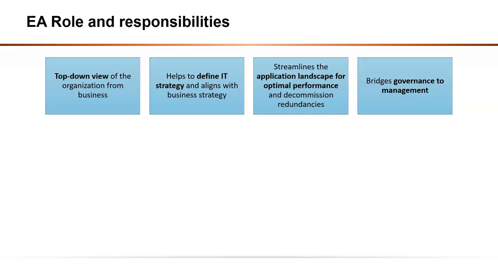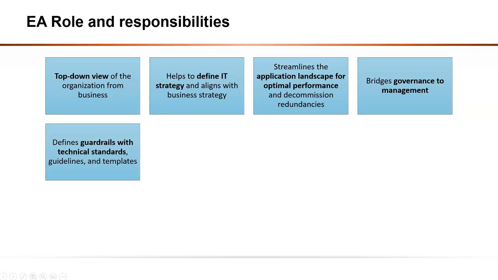And the enterprise architect is the one who has technical knowledge and also business acumen, and they can bridge this gap of governance to management. And they can define, as part of the governance team, guardrails with the technical standards, guidelines and templates. And they consider security essential in all solutions because, as enterprise architects, they have this top view and breadth of technology knowledge. They understand the essence of security. So they pose the question: how are we taking care of security for any solution?